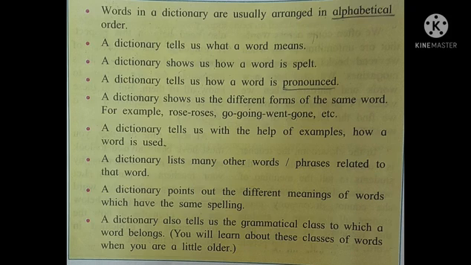A dictionary tells us with the help of examples how a word is used. A dictionary lists many other words and phrases related to that word. A dictionary points out the different meanings of words which have the same spelling. A dictionary also tells us the grammatical class to which a word belongs. You will learn about these classes of words when you are a little older.